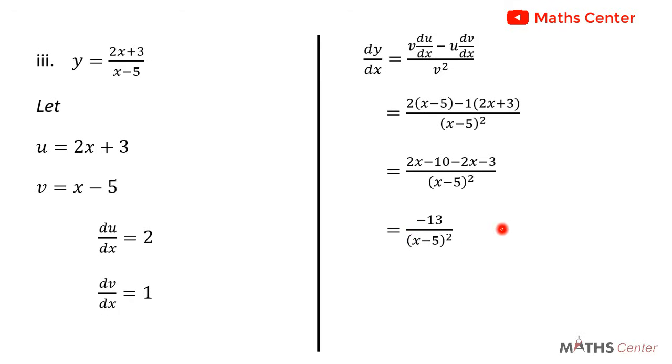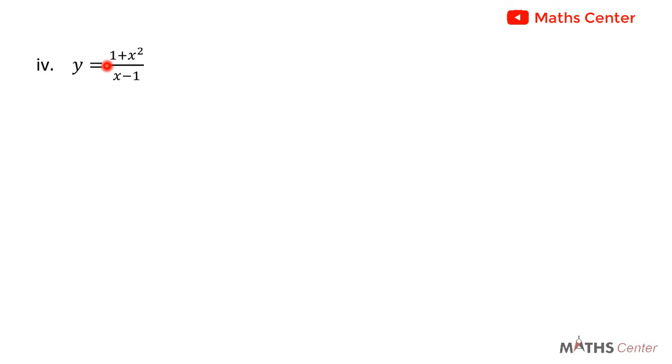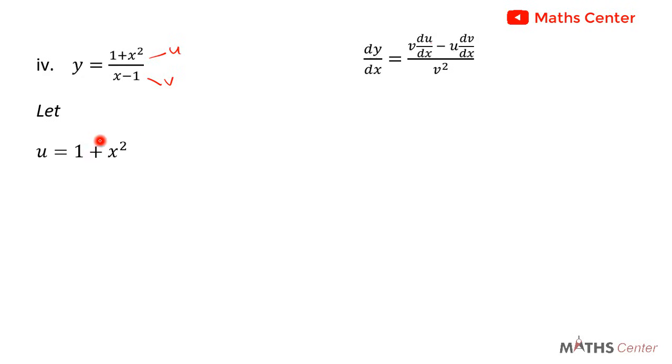Let's consider the next example, which is y is equal to 1 plus x squared divided by x minus 1. The numerator will be u, the denominator will be v. The quotient rule is dy dx is equal to v du dx minus u dv dx divided by v squared. u is 1 plus x squared, v is x minus 1. You need du dx, so you differentiate u, which is 1 plus x squared, with respect to x. You differentiate 1, you get 0. You differentiate x squared, you get 2x.